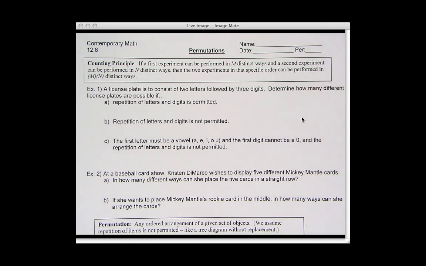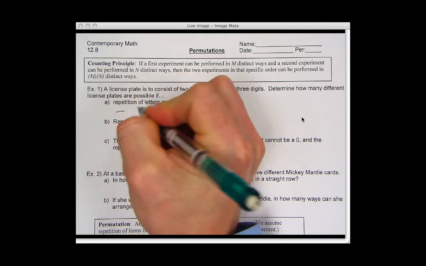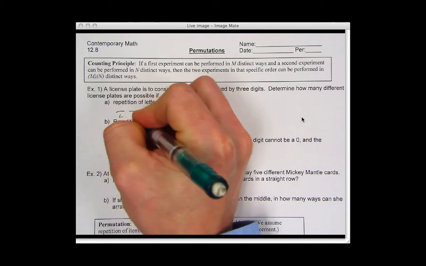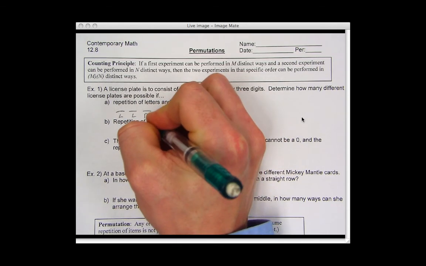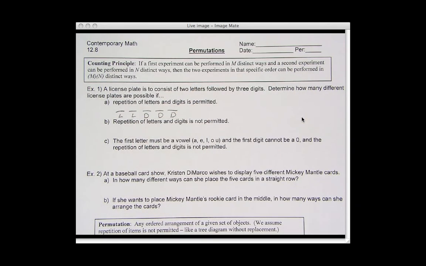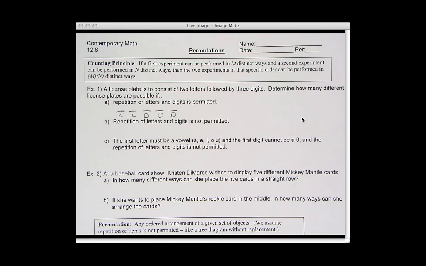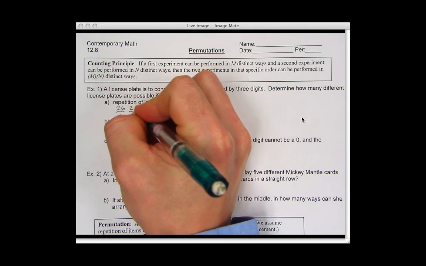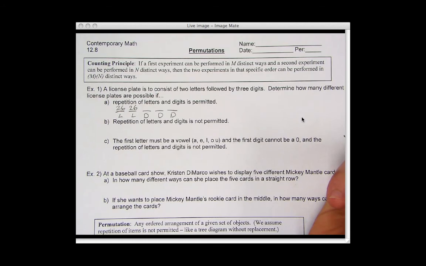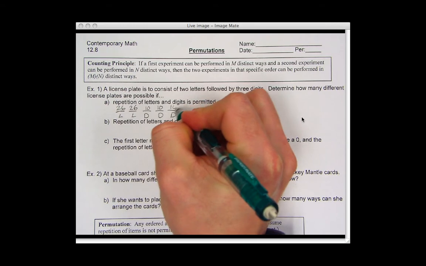So here, if we have a license plate consisting of 2 letters followed by 3 digits, we want to start off by just setting up the places we could have. So we have 2 letters here, followed by 3 digits. Now, in our first example, repetition of letters and digits is permitted. Okay, so there are 26 letters in the alphabet, so we have 26 options here, and we can repeat them all, so we still have 26 options here. And there's the 10 digits, 0 through 9. And here we have 10.